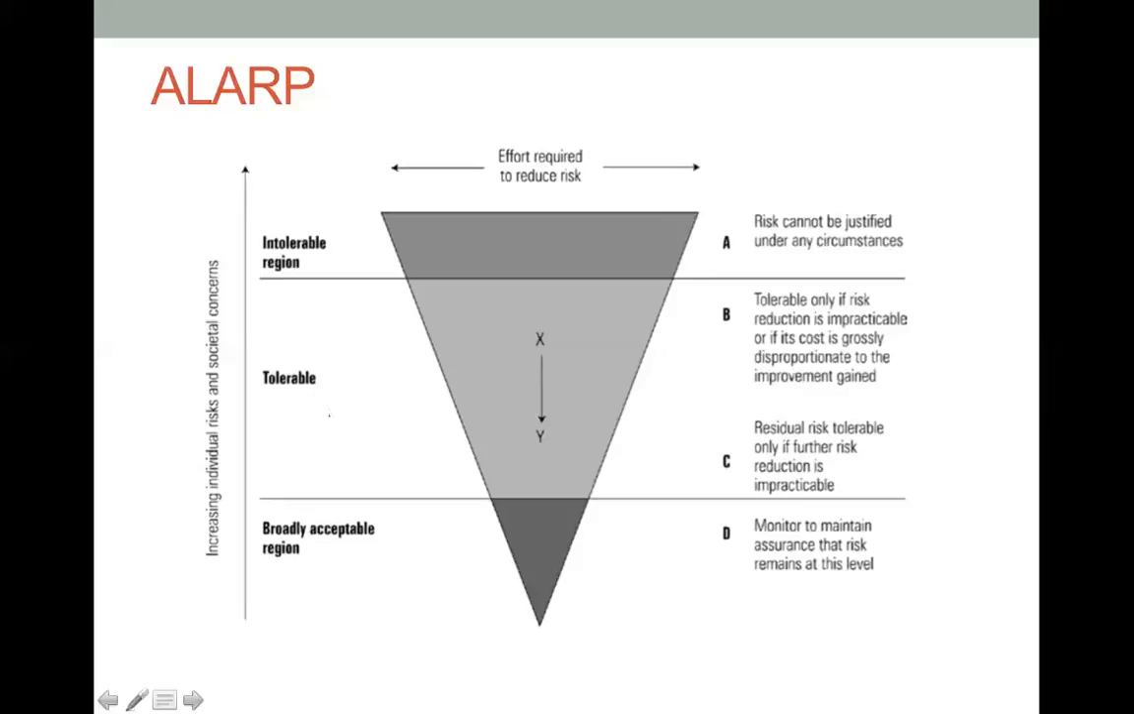The next one is the tolerable region. Tolerable only if risk reduction is impracticable, or if its cost is grossly disproportionate to the improvement gain. So if we spend money to try to fix it, we may even spend more resources than the benefit that we can gain. Or the residual risk is tolerable only if further risk reduction is impracticable. So this is what we call the tolerable group. Now the last group is the broadly acceptable region. Here we monitor to maintain the assurance that risk remains at this level. So we keep monitoring that it remains at this level.